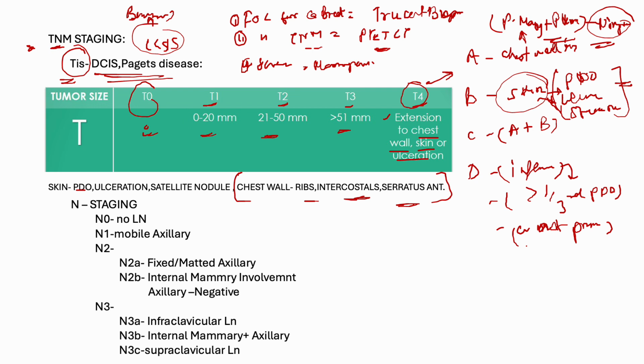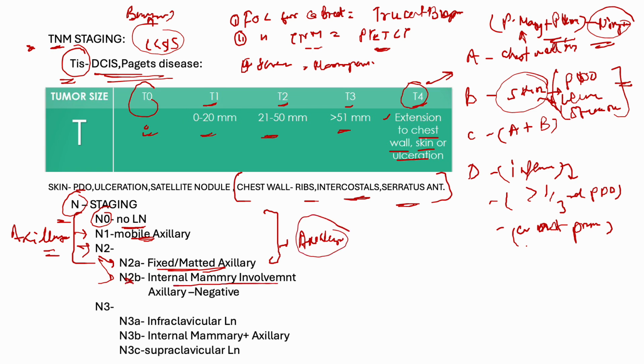Coming to the N staging, you need to remember that till N2A we are only talking about the axillary lymph node. N0 means there is no lymph node. N1 is mobile axillary lymph node. N2 has N2A and N2B. N2A is fixed or matted axillary. Till N2A we just talked about the axillary group of lymph nodes. N2B stands for internal mammary involvement and axillary is negative.